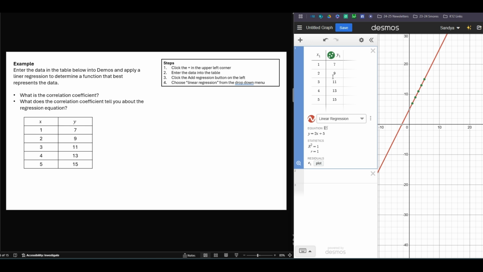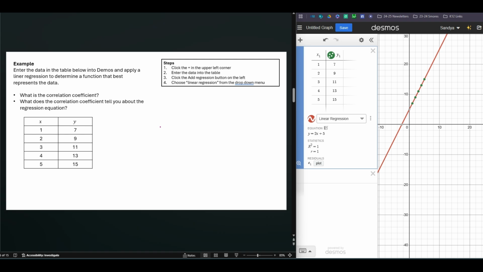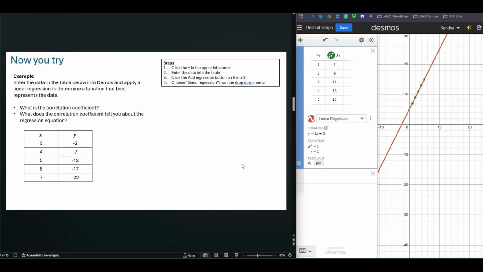You can see that as we're typing in the data points, it plots the scatter plot. When you do the linear regression, it'll give you the equation of the line and graph it over your data points. The equation that it gives us is y equals 2x plus 5. Notice here it also gives us the r value. It says r equals 1, and so that means this line is a perfect fit for our data points because you can see it passes through every single data point on our graph.